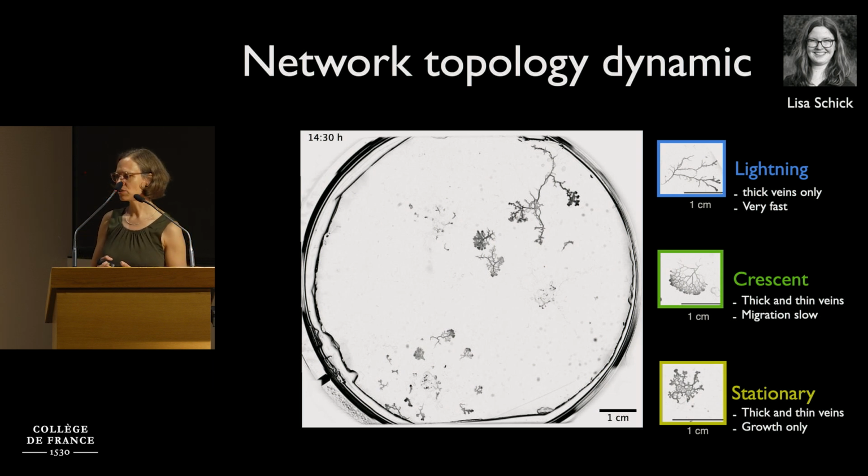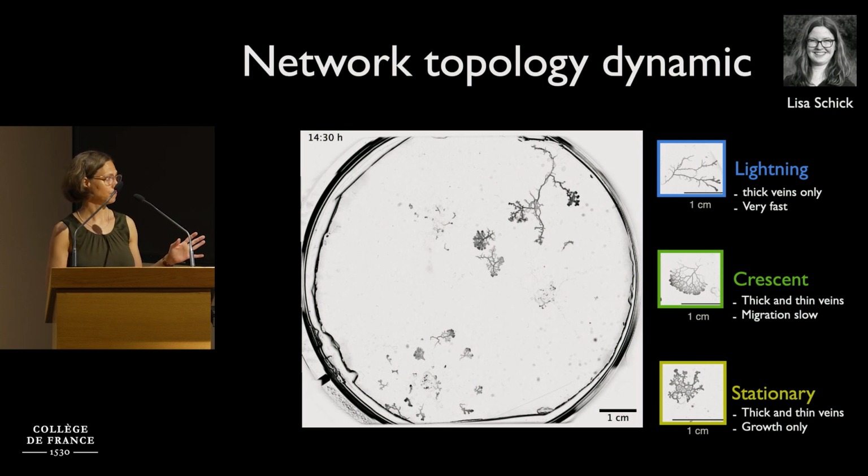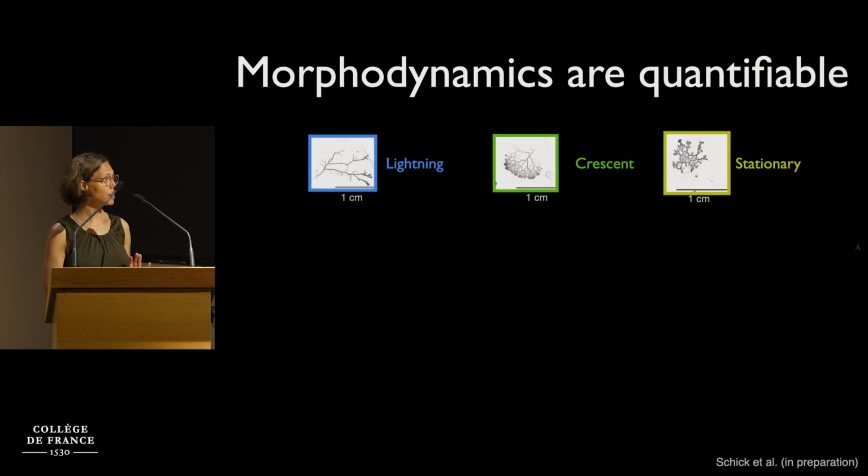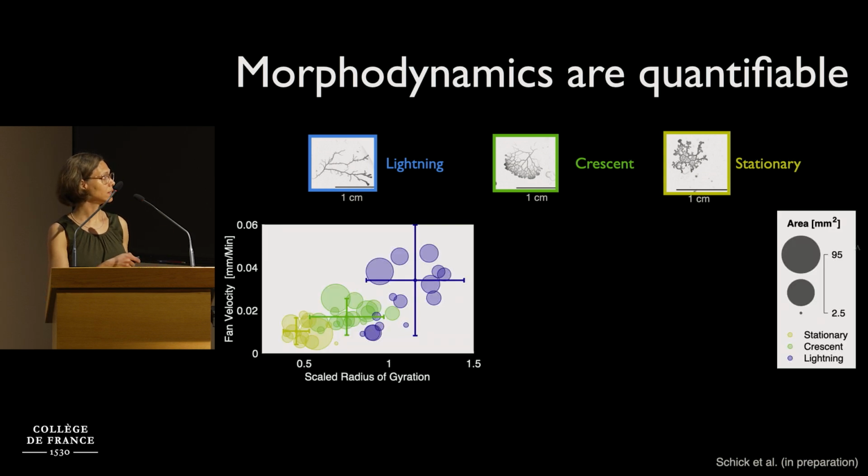Now, just giving names to different archetypes, is there a way we can measure them? So let's go in and quantify these different states. To quantify them, we look at the migration, which we quantify by the speed of these fans, versus a measure of how extended the network is. For that, we use the scaled radius of gyration, which is normalized by the area, so we don't count how big the network is, but whether it is symmetric, like disc shaped, or extended.